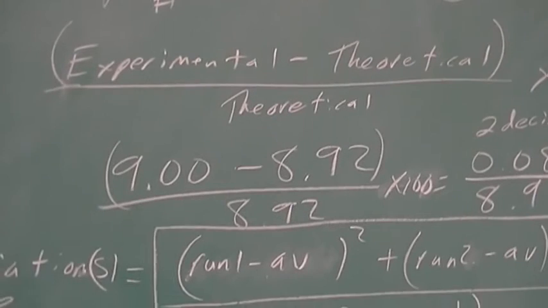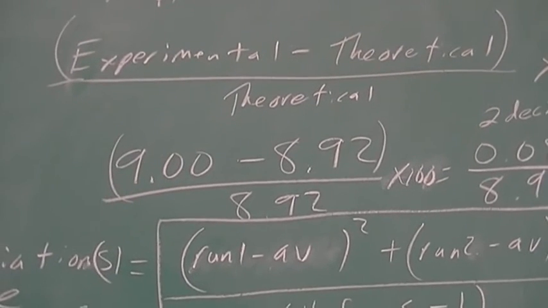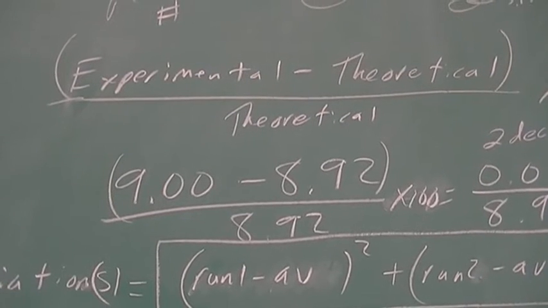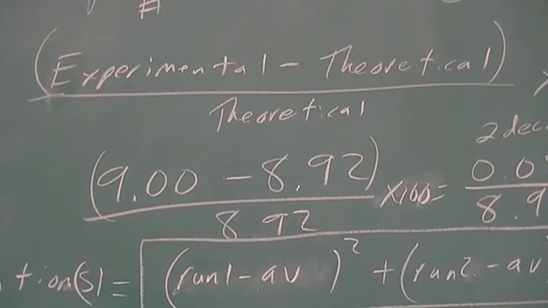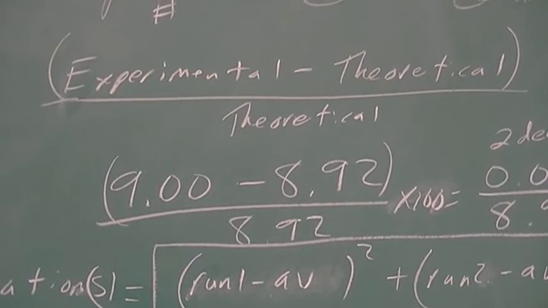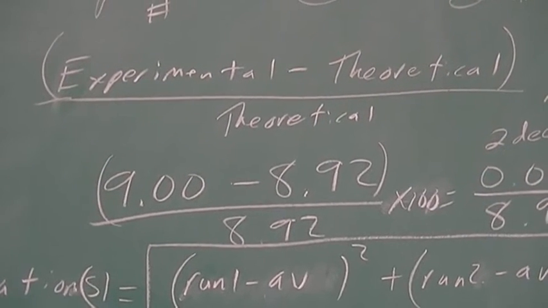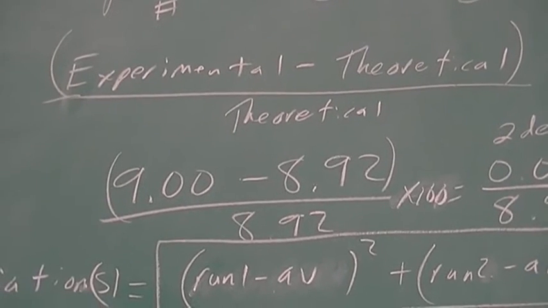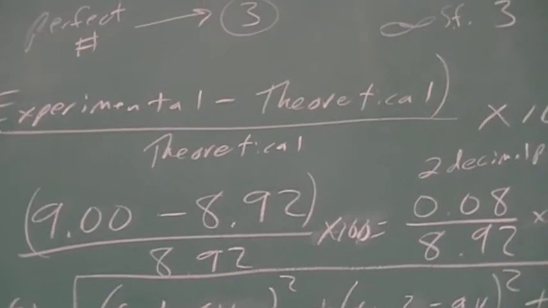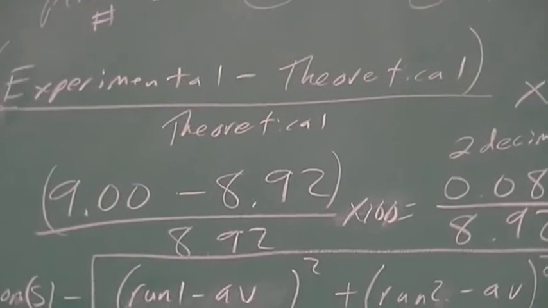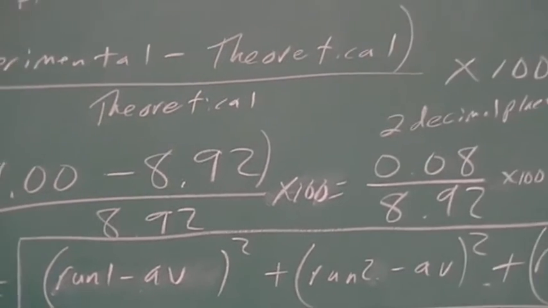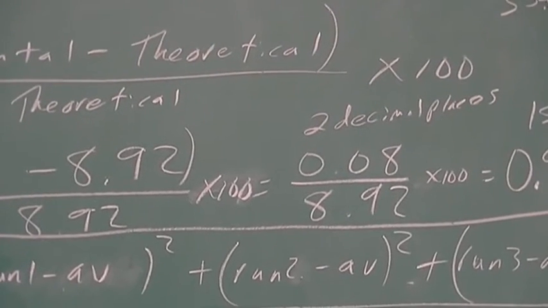All right, so here I plugged in the numbers. 9.00, that was our average that we calculated with our example data, minus the 8.92, which is the given theoretical value for the density of copper, and that's divided by the 8.92 times 100 will give us our percent error. So when we do our subtraction, we have two decimals minus two decimals, and so our answer has to be given to two decimals, so 0.08.